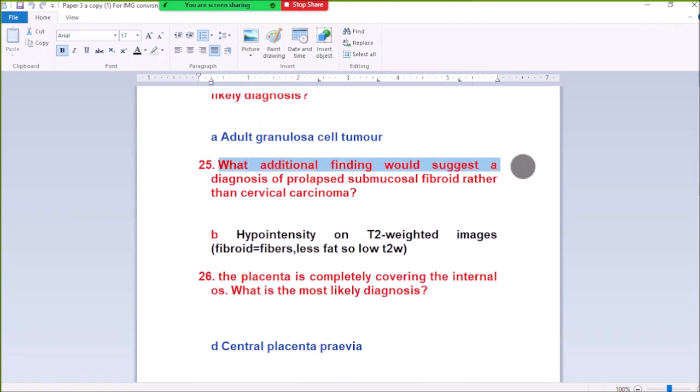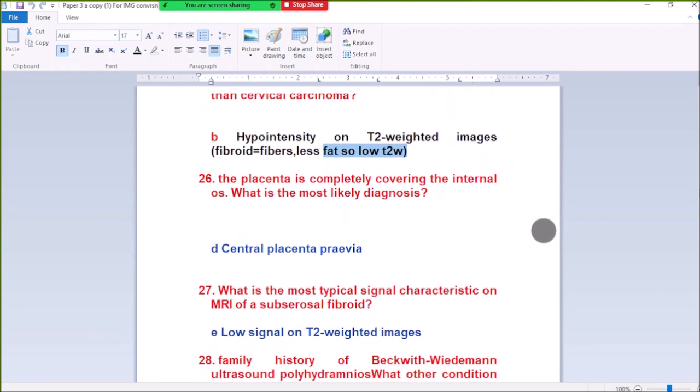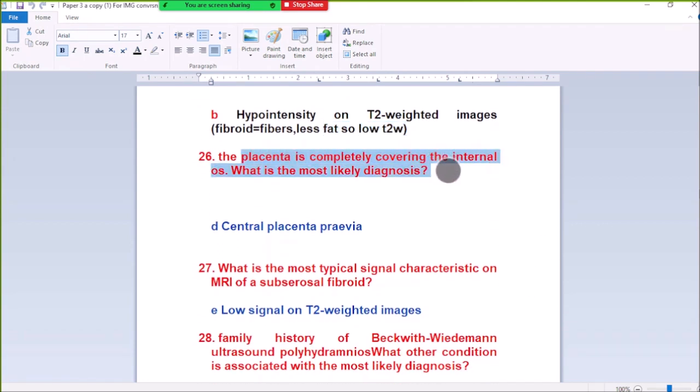25. What imaging finding would suggest a diagnosis of prolapsed submucosal fibroid rather than cervical carcinoma? Hypointensity on T2 weighted images, because fibroids consist of fibers, so less fat, so lower on T2. 26. The placenta is completely covering the internal os. The most likely diagnosis is central placenta previa.